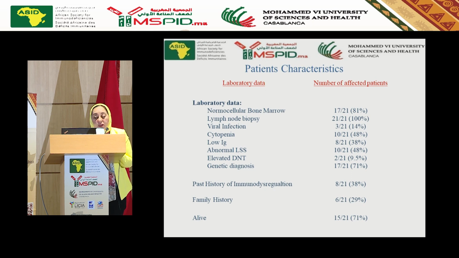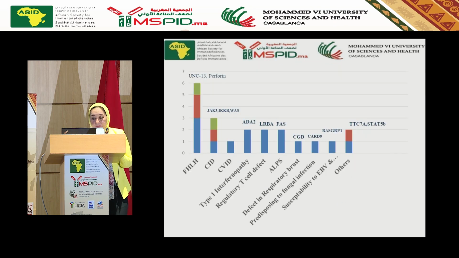We were able to do genetic sequencing for 17 out of the 21 patients. As regards the past history of immune dysregulation, 8 patients out of the 21 had a history of either cytopenias, autoimmune hemolytic anemias, something like that. A family history of a sibling death, or a sibling who had a similar condition and was not diagnosed, was present in 6 patients. 15 of them are alive till now, and we successfully transplanted 3 patients.